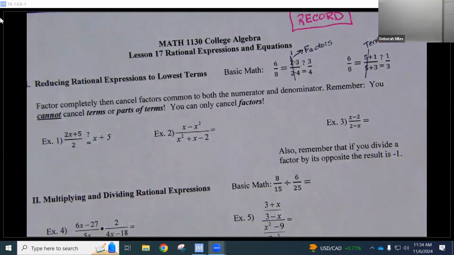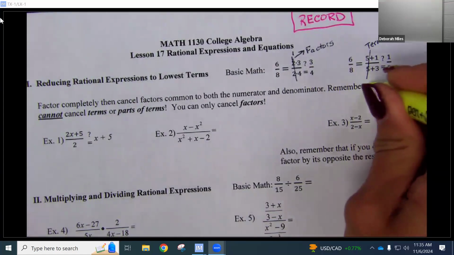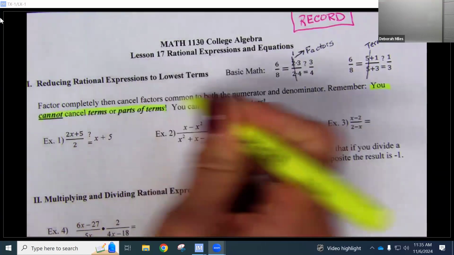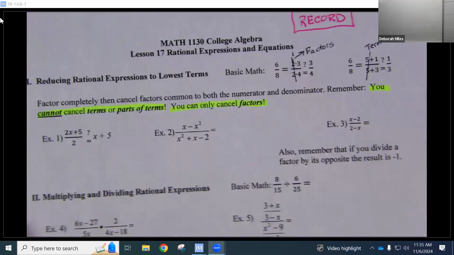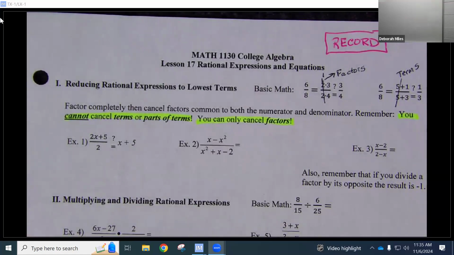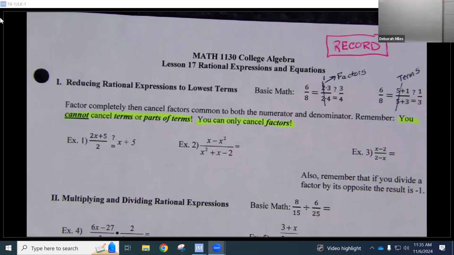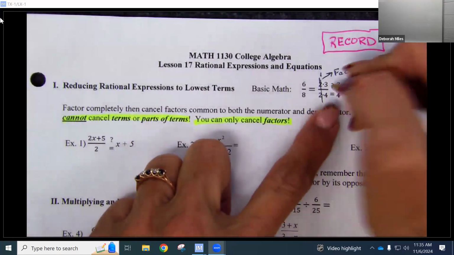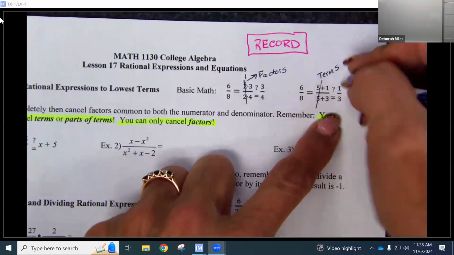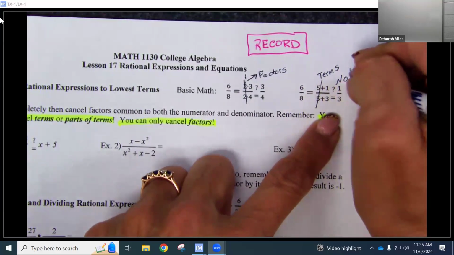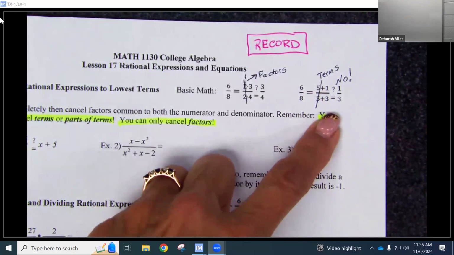So that's the first big thing to note. You cannot cancel terms or parts of terms. You can only cancel factors. So the first thing we do on any simplify-the-fraction problem, whether it's basic math or algebra, we factor so that we can cancel our common factors. One other thing I wanted to write here: can't do that. 6/8 is not the same thing as 1/3.